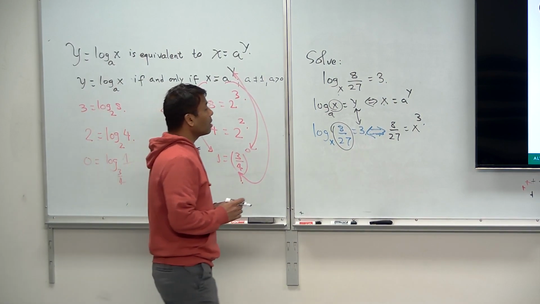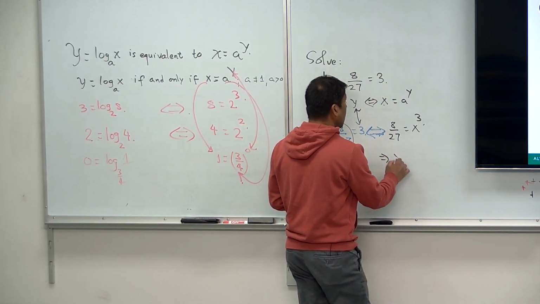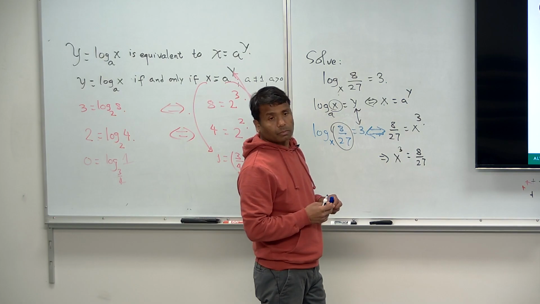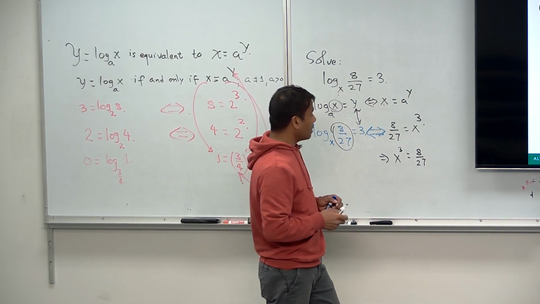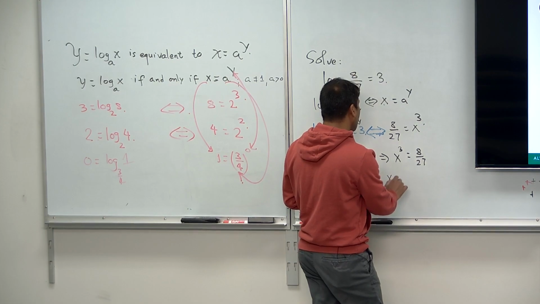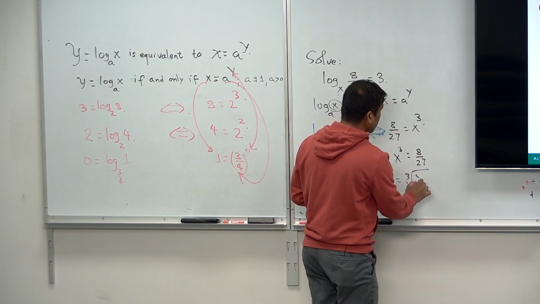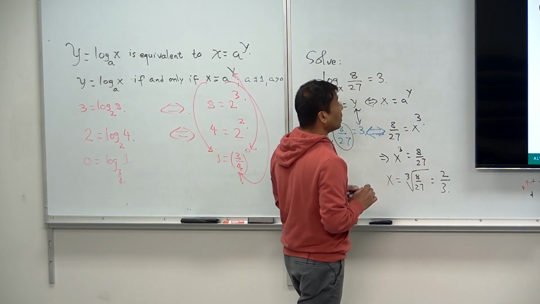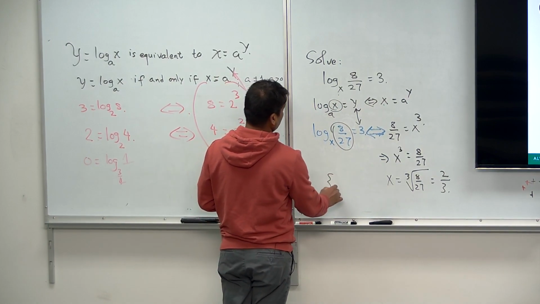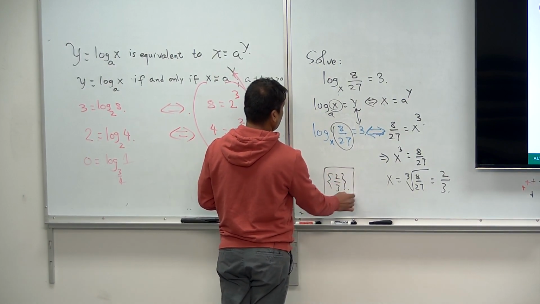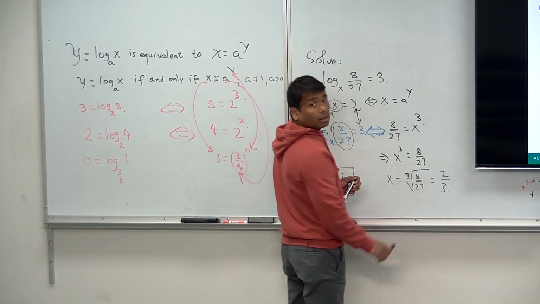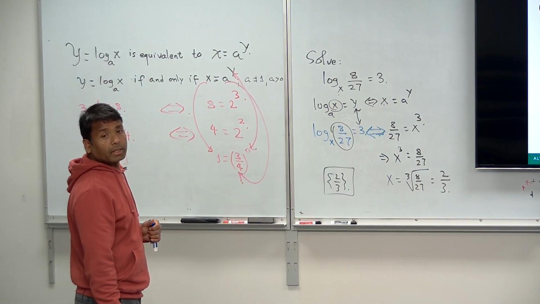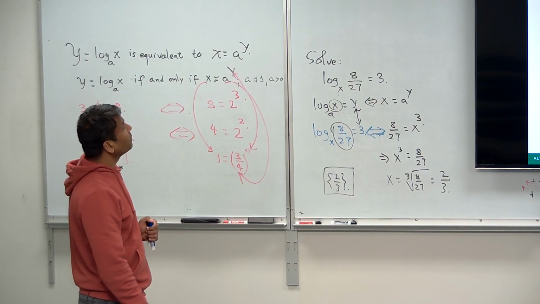So now you have x cubed equals 8 over 27. So what is the value of x? If x cubed equals 8 over 27, then x equals the cube root of 8 over 27, which is 2 over 3. So the solution to this equation is 2 over 3. Did you get it? x equals 2 over 3.